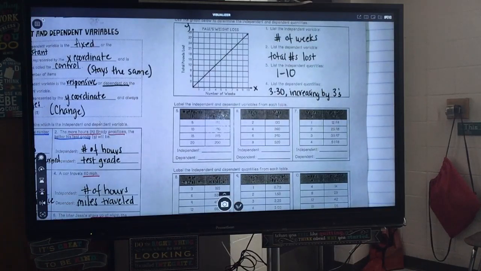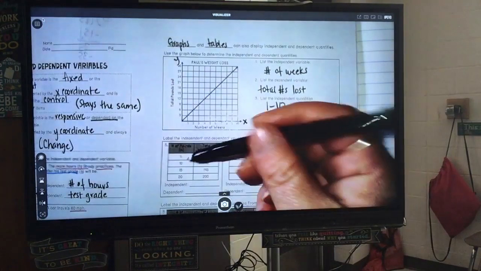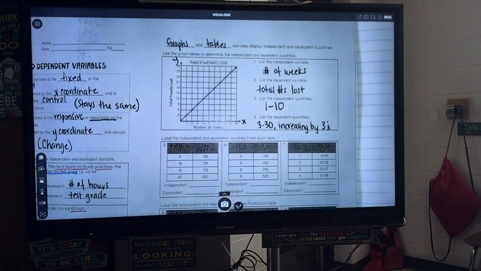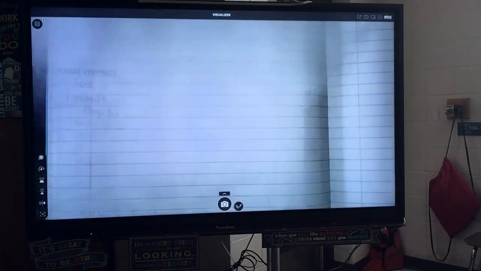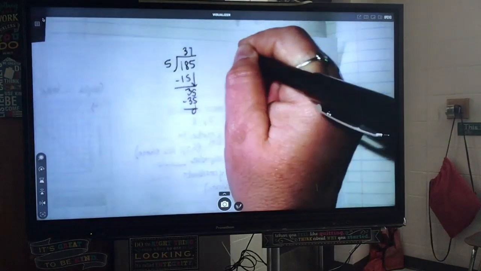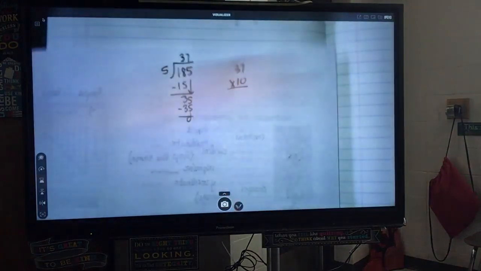So now, we have to check to make sure that rule is correct. So what do you think we need to do next with this table? Now that we know that it's 37, I would do 5 times 37 gives us 185, right? So now, I want you to do 37 times 10. And I want you to see if that works.